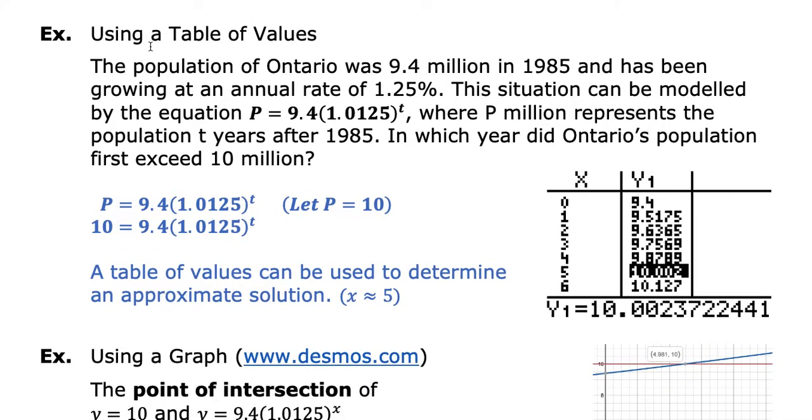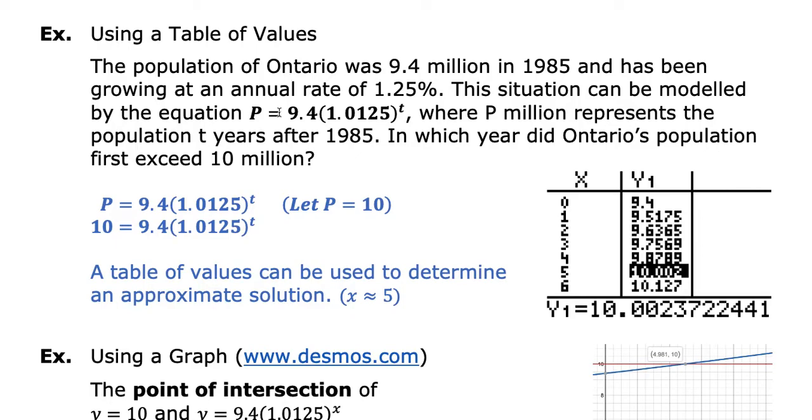using a table of values, the population of Ontario was 9.4 million in 1985 and has been growing at an annual rate of 1.25%. This situation can be modeled by the equation p is equal to 9.4 times 1.0125 to the power t, where p million represents the population t years after 1985. In which year did Ontario's population first exceed 10 million?